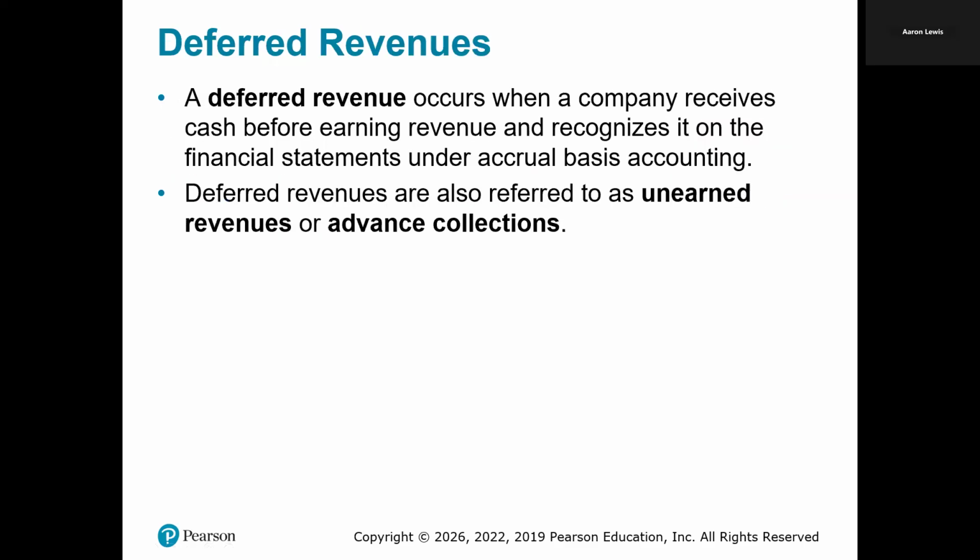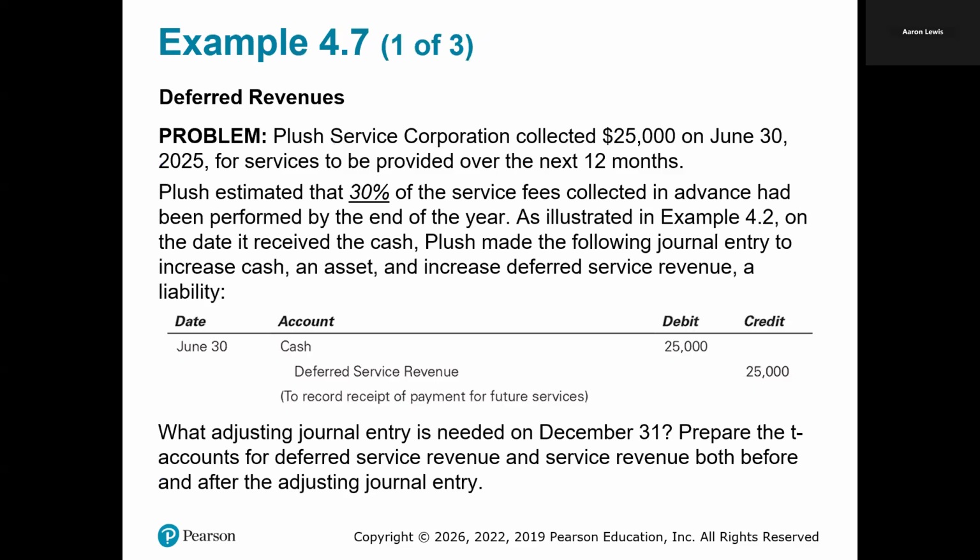Another thing that we would have to adjust for is any deferred revenue we have. So where we got the cash before we actually earned the revenue. Cash first, later, or deferred revenue. And for that, we'll have an unearned revenue account somewhere that needs to be adjusted. So over here, we got that $25,000 for services that will be provided over the next 12 months.